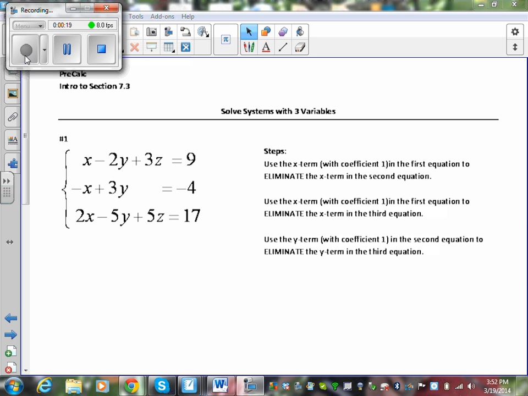So looking at step 1, it's saying use the x term that has coefficient 1 in the first equation to eliminate the x term in the second equation. So you want to focus on those first 2 equations and getting specifically the x terms to cancel. I can see that the x terms are already opposites, so I don't need to multiply either equation by any sort of number. Instead, I'm just going to take those 2 equations and add them together as is.